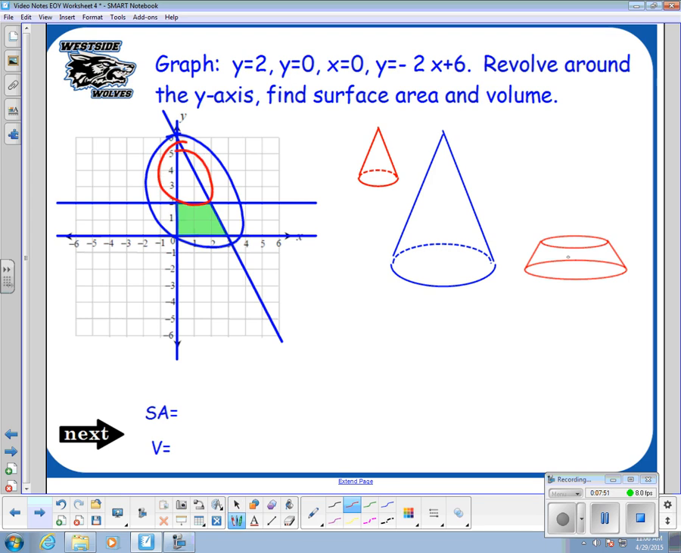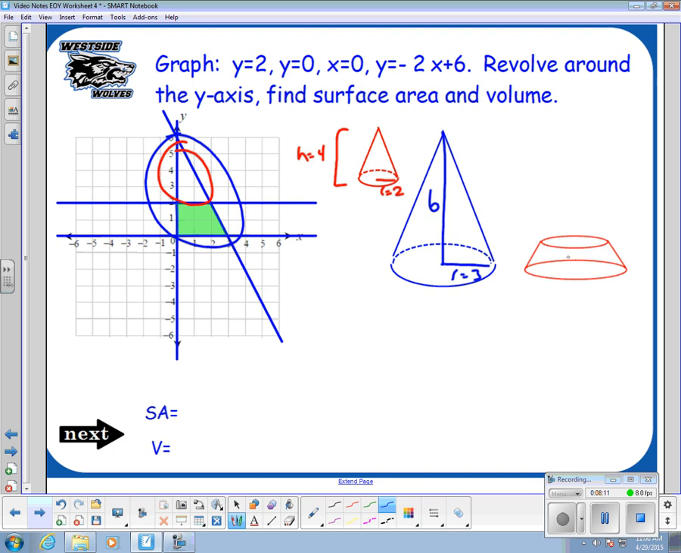And I can easily see that my radius right there is 2, and my height is 1, 2, 3, 4. My height from here to here, height is 4. If I go look at my big cone, my radius is 3, and my height is 1, 2, 3, 4, 5, 6. And so my height here is 6.